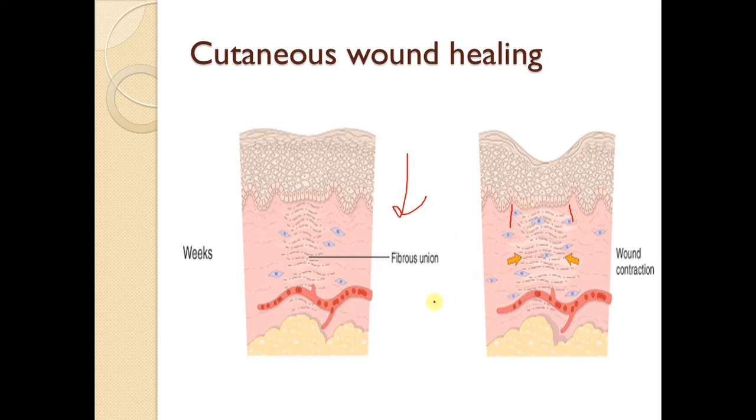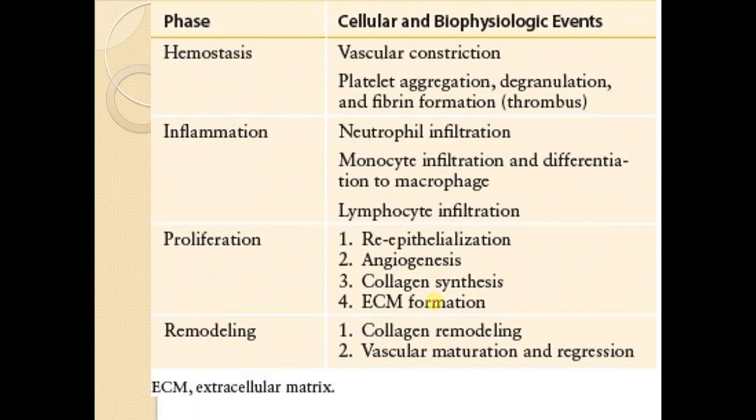One thing to remember is that wound strength is only 10% of the normal skin at the start of the 1st week, and it gradually increases, reaching a maximum of 70 to 80% within 2 years, but it never exceeds 80%. So this shows just a brief overview of the phases: hemostasis, inflammation, proliferation, remodeling, and what occurs within these phases.